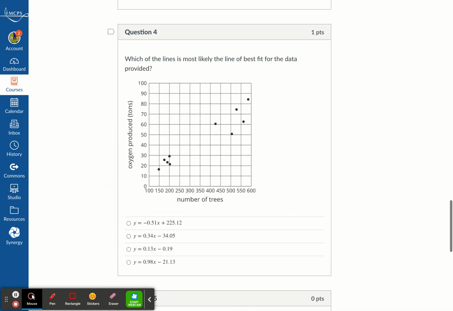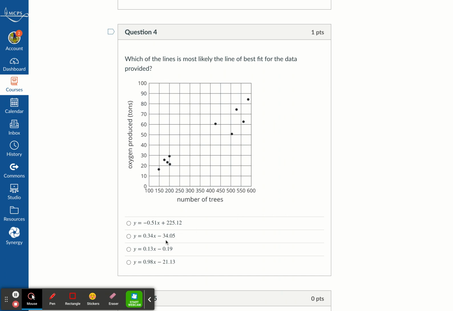Okay, and then number 4, it says, which of the lines is most likely the line of best fit for the data provided? So here they're giving you that information as an equation. My suggestion is that we look at the y-intercept. That's probably going to be the easiest way to pick out which one would be the most appropriate. Because if I were to draw a line of best fit, it would look something like this. And when I look at my y-intercepts, the first one is 225. That would be way up here. So that definitely would not work.